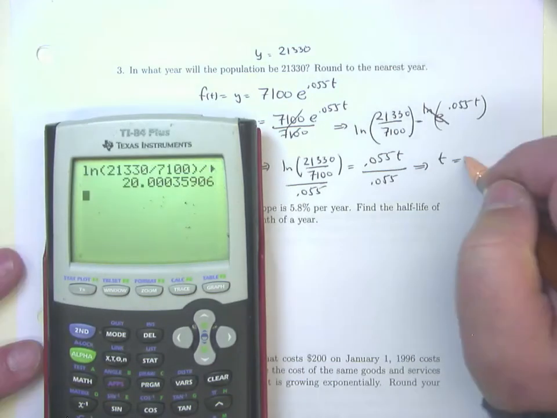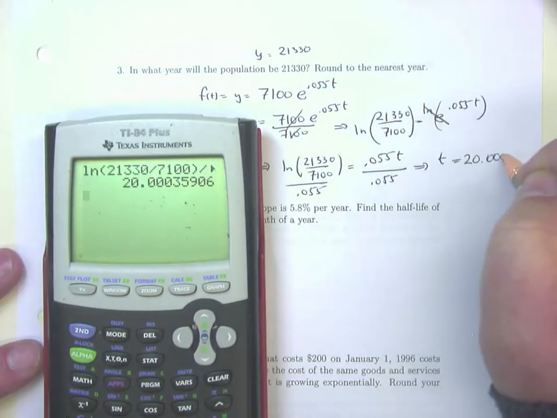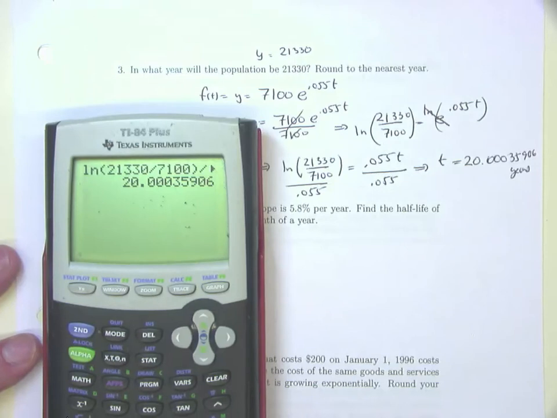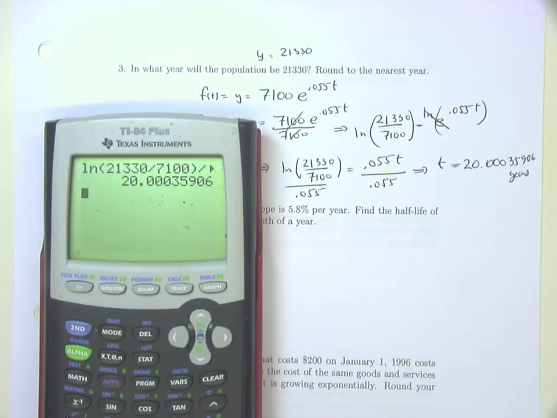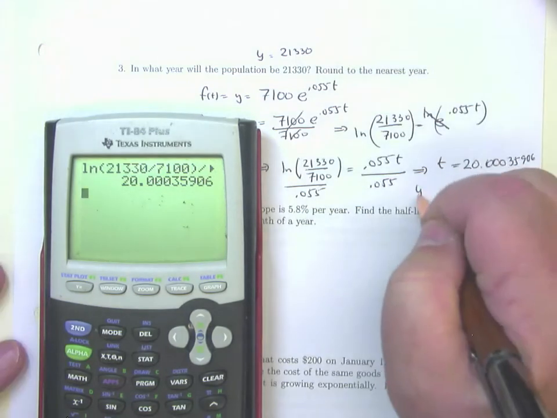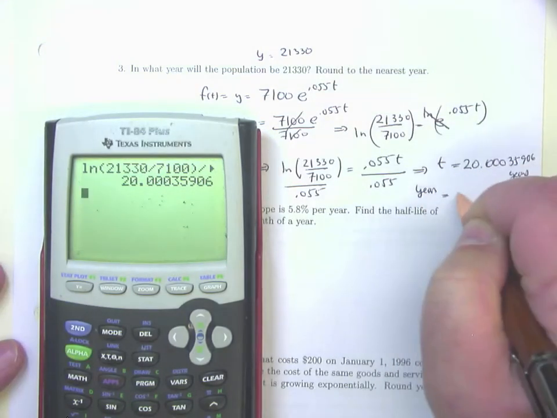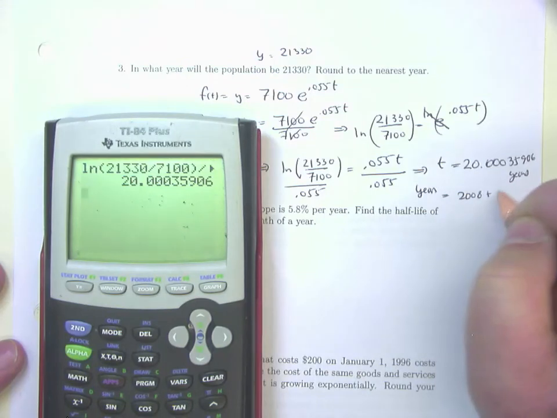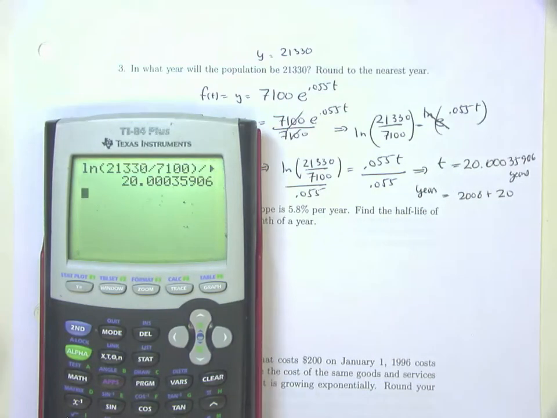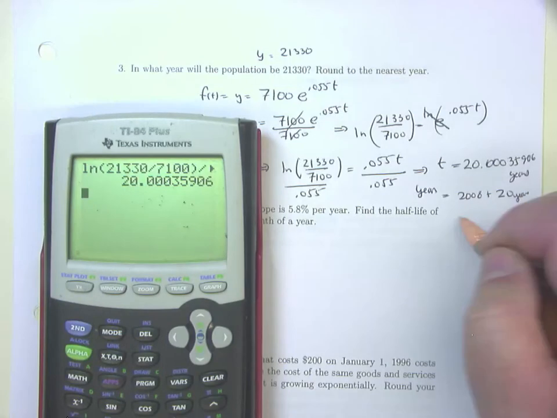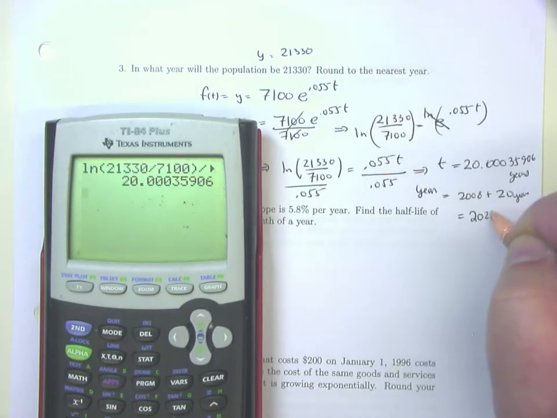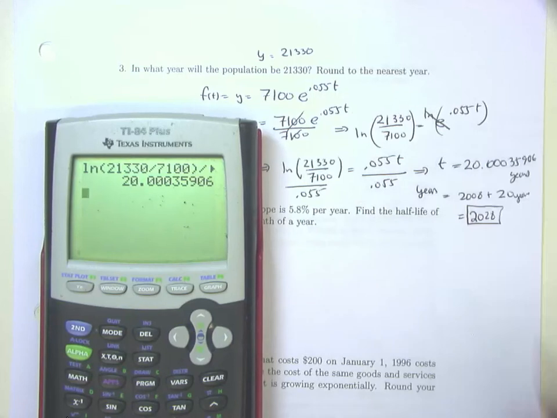And I get 20.0003590 what? Years. But again, read the question. In what year? When did we start measuring this stuff? You started in 2008. So the year would be 2008 plus pretty much 20 years. They want you to round it off to the nearest year, so I'm going to use just 20 years. So what does that give you? What year will it be? 2028 is the year that we're going to actually get our population.